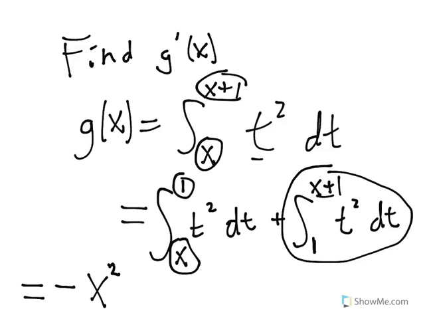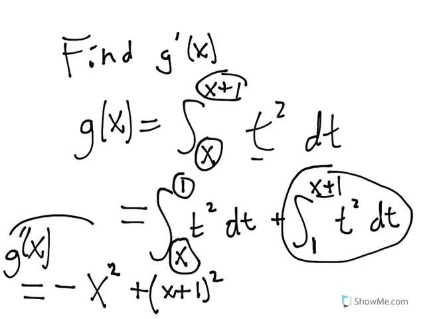It's not just an x squared, replace a t with an x. It's actually a negative x squared, so you flip the bounds. And then plus, the last one would look like x plus 1 squared. Okay, so that's what your g prime of x would look like. So you've got to think about the bounds there that you have.